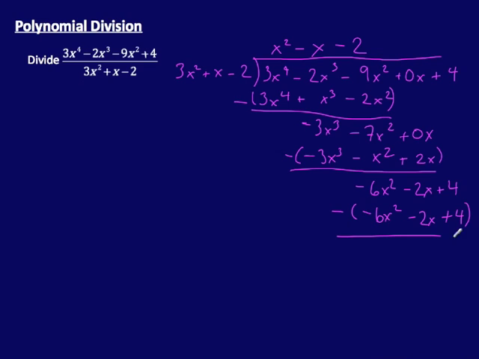If we subtract here, we end up with 0, 0, and 0. So there's no remainder for this. So when I divide these two polynomials, I get an answer of x squared minus x minus 2.